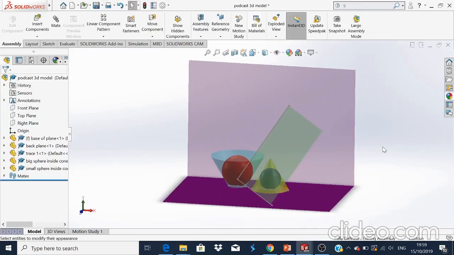So this is a model I made up in SolidWorks of this question of an internal tangent plane. Here we can see our bigger sphere was an inverted cone, and the smaller sphere was a cone at 60 degrees from the horizontal plane. We can see our tangent plane here, and we can see our horizontal trace and our vertical trace.